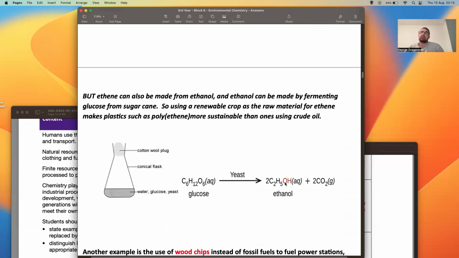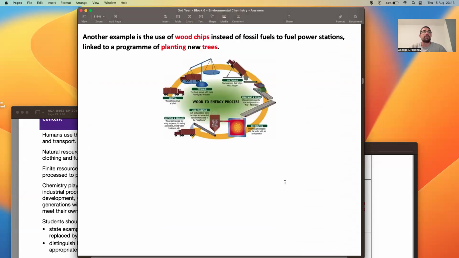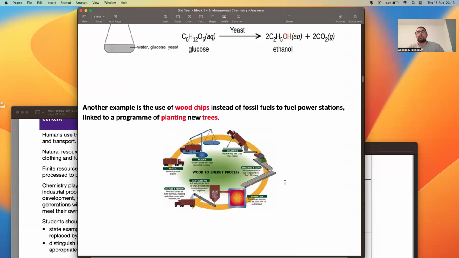So in answering these questions, a lot of the time you have to reach a conclusion and decide which one's better. There's no right or wrong answer. As a final example, we've got some wood chips here used instead of fossil fuels to power a station. So while you could argue that wood chips are renewable, unlike fossil fuels, the problem is that you're going to have to transport your wood chips. You're going to have to cut a load of trees down, ruin a lot of animal habitats, prevent a lot of photosynthesis, and so on. So there's many complications involved.